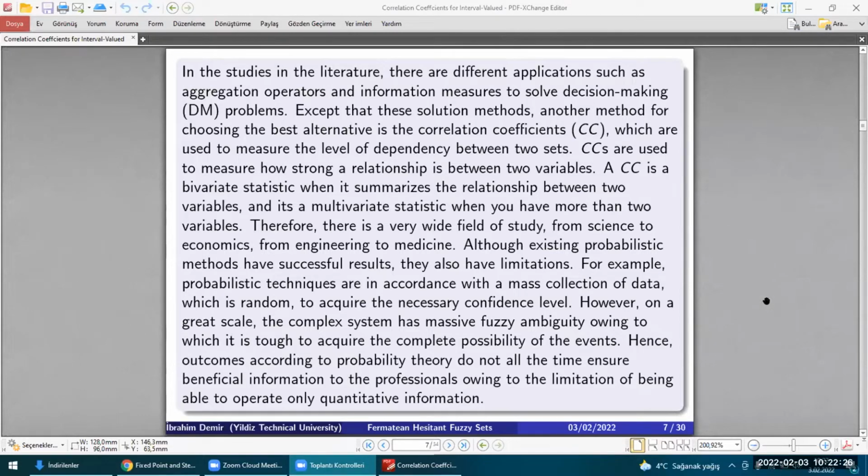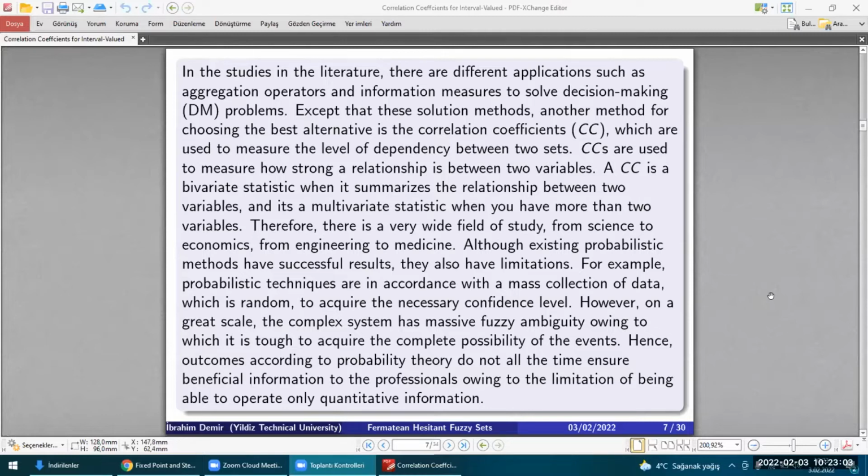Besides these solution methods, another method for choosing the best alternative is the correlation coefficient, which is used to measure the level of dependency between two sets. The correlation coefficient is used to measure how strong a relationship is between two variables. It is a bivariate statistic when it summarizes the relationship between two variables, and a multivariate statistic when you have more than two variables. Therefore, there is a very wide field of study, from science to economics, from engineering to medicine.